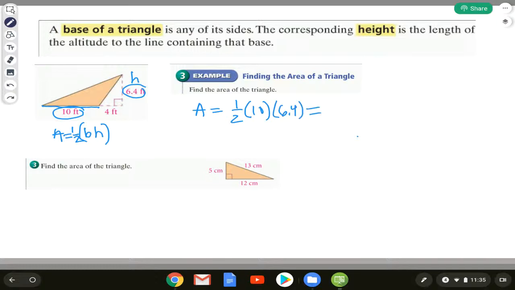All right, so that's going to be basically 5 times 6.4. That's going to give me about 32, and that's in feet squared. Okay, so it's important just to make sure that you use the base and then whichever altitude is associated with it for your height. So pause and try quick check 3 just below this.